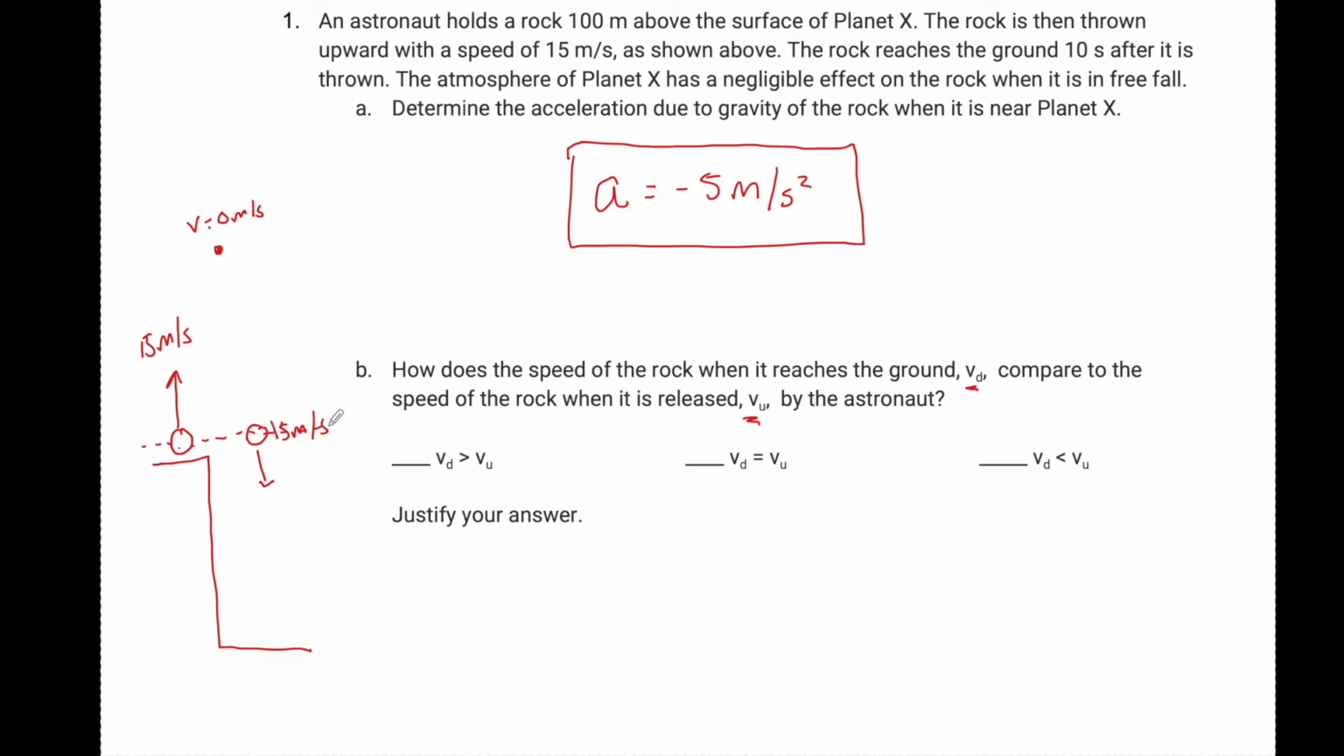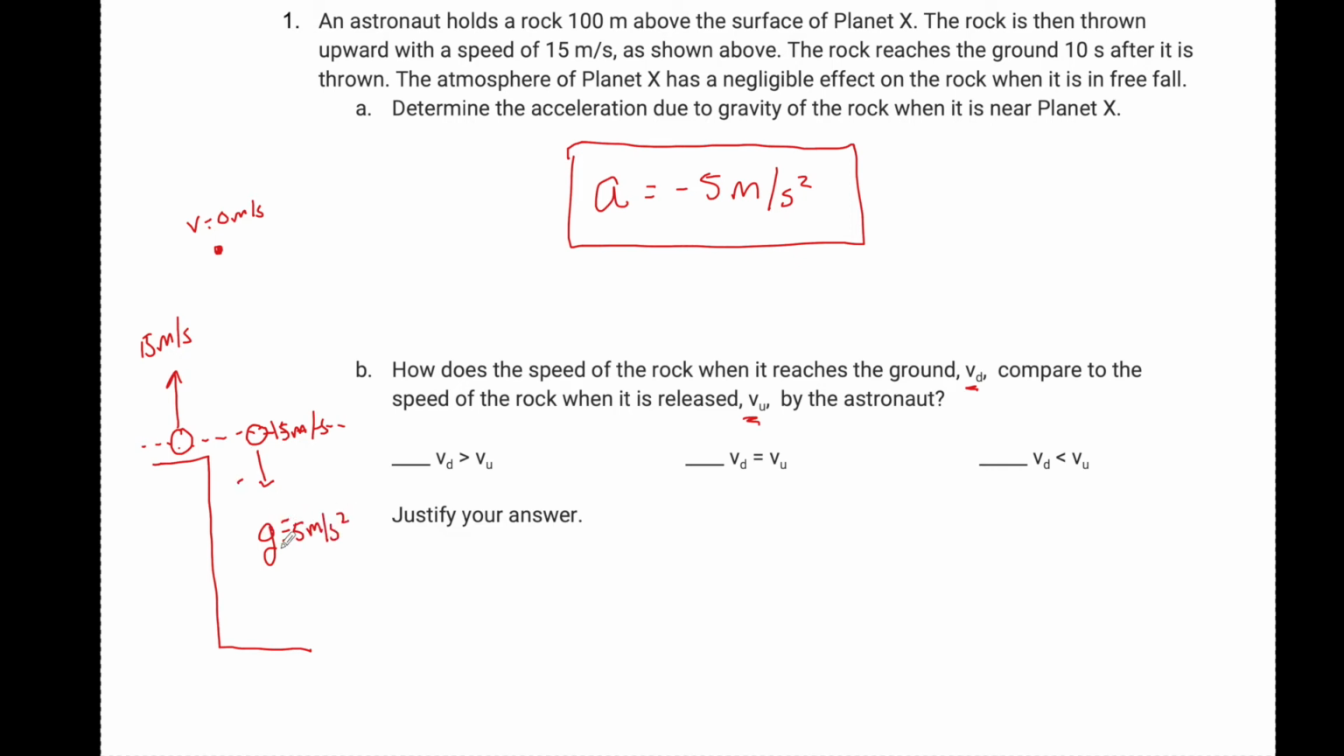And the reason why is because this object is in free fall. So the acceleration on the object is equal here. The distance to here is equal to the distance here. So everything is the same with the exception of the direction. Now, once it gets to 15 meters per second here, it's still going to have a little g equal to 5 meters per second squared in the same direction.